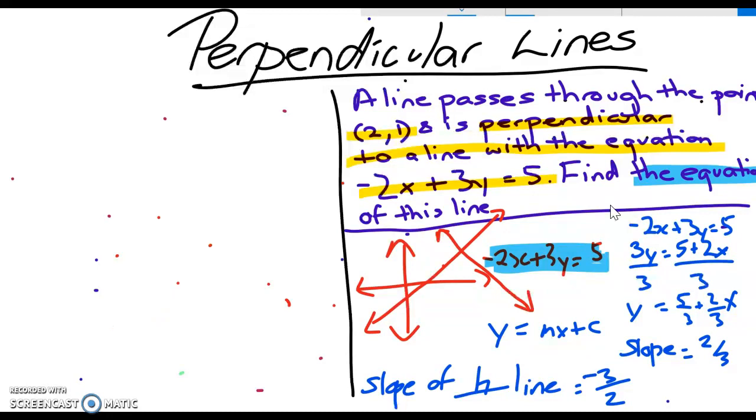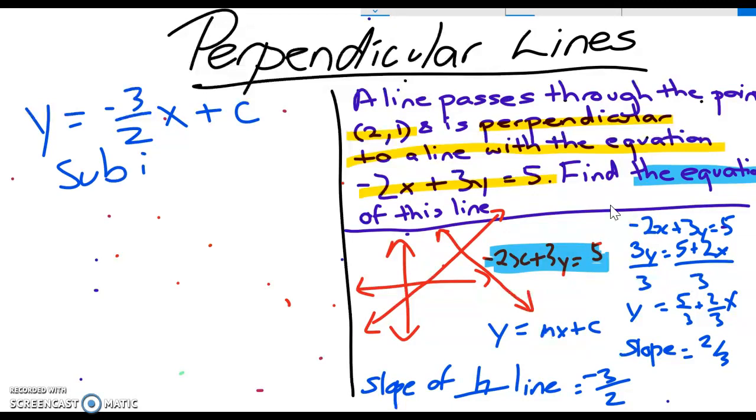How do we find the rest of the equation? We found the slope, we need to find c. So we're just going to write it in general as much as we know. y equals -3/2 x plus c. Then we're going to sub in our point, and our point is (2, 1). Remember, this is x, y, like that.